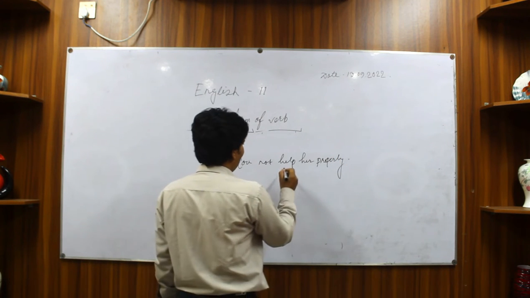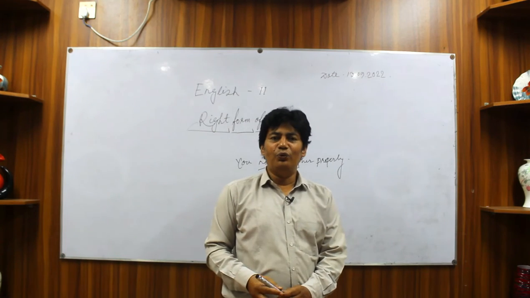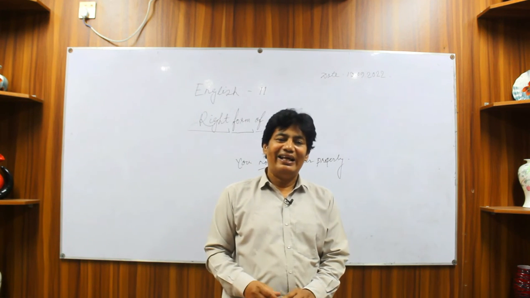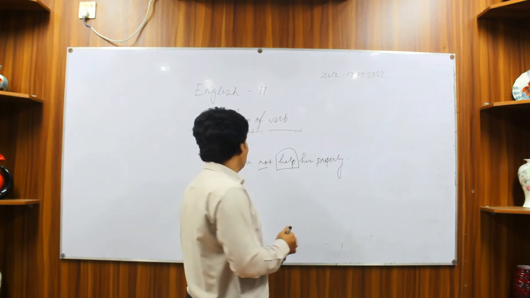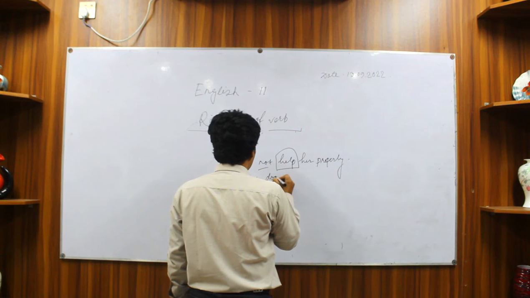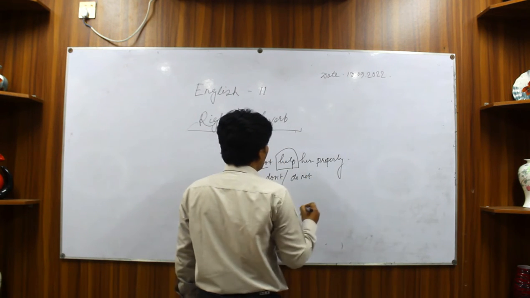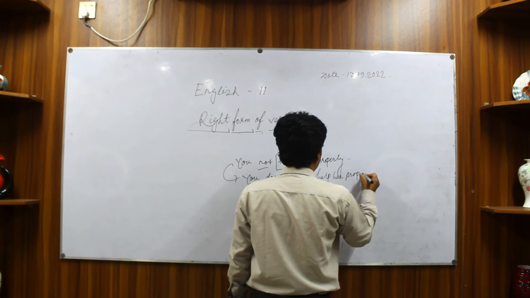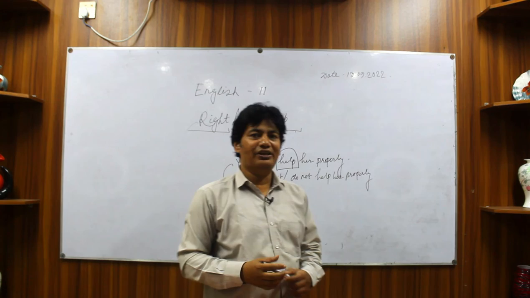The sentence is not right because this is a negative sentence. See here, here is the verb, not is a negative adverb. But I told you earlier that not is never seated in a single form. Always not carries an auxiliary verb before it. So if we want to write a proper sentence, then certainly we have to write like this: you don't, or do not, you do not help her properly. So this do is mandatory to sit here before no or not.